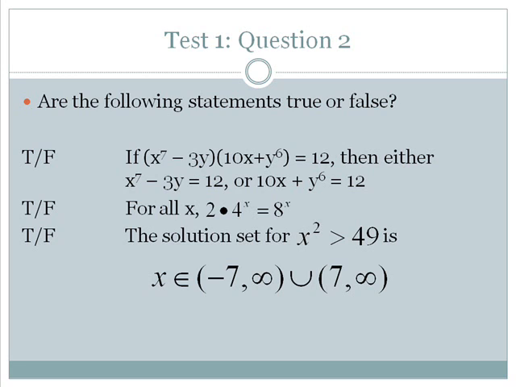So this last one, the solution set, again we have another inequality, x squared greater than 49. It's the union of 2 sets. We have x is greater than -7, so we have from -7 to infinity, and x going from 7 to infinity. Is that the solution set for this inequality?